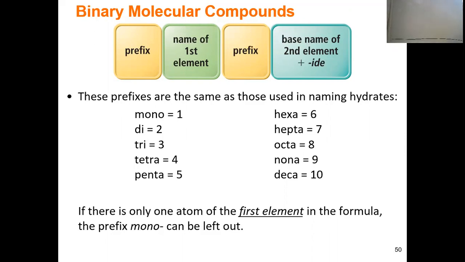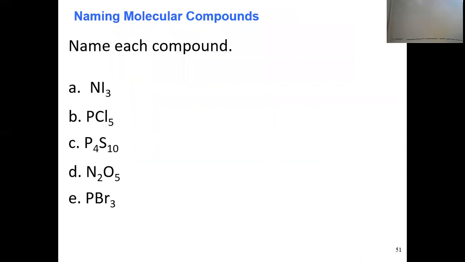And one thing you want to keep in mind is that if there's only one atom of the first element, and this is only true for the first element, the prefix mono can be left out. Okay, but for everything else, you want to indicate the prefix, and then the name of the first element, and then the prefix, and the name of the second element, plus that same ide ending. All right, so let's go through these. If you'd like to pause it at this point and try them on your own, that would be a good idea. Always good to try it on your own.